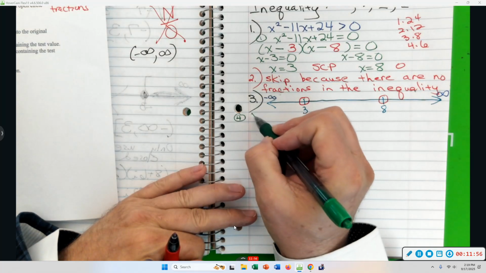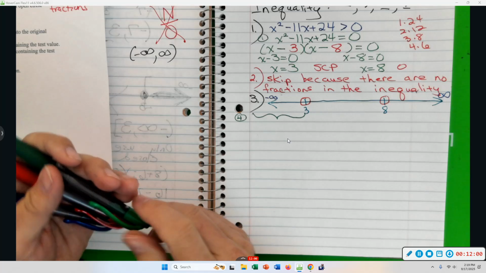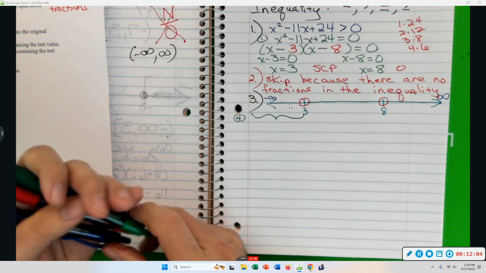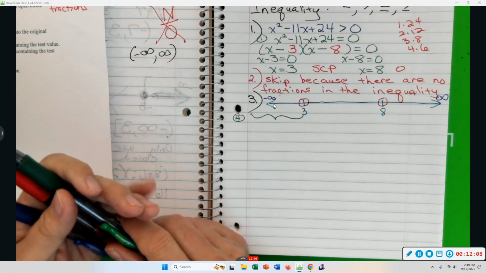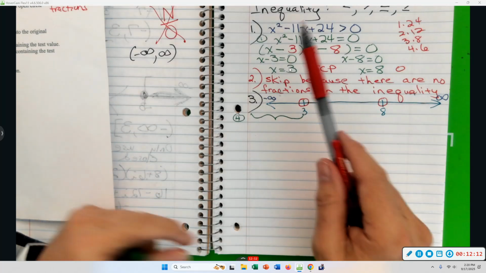Choose a number. I'm going to choose a number that's in this interval, a number that's smaller than 3. Well, 2 is smaller than 3, but there's another number that's easier to plug in. What do y'all think would be easy to plug in for x?